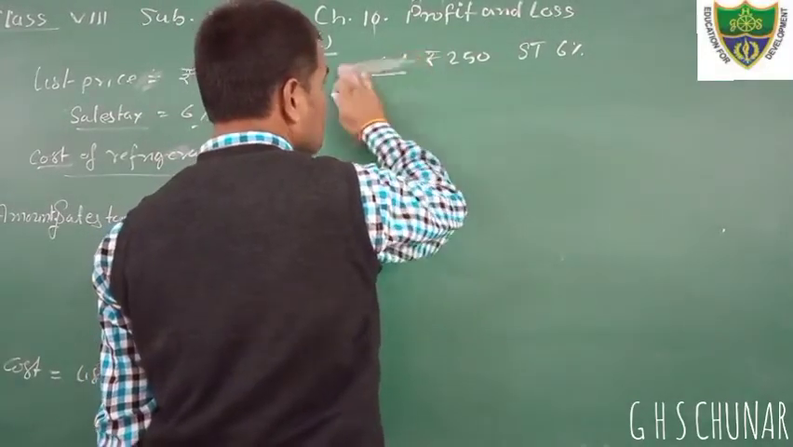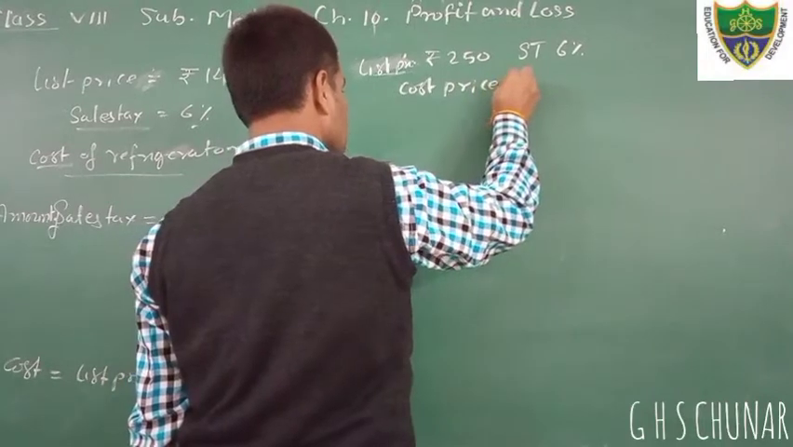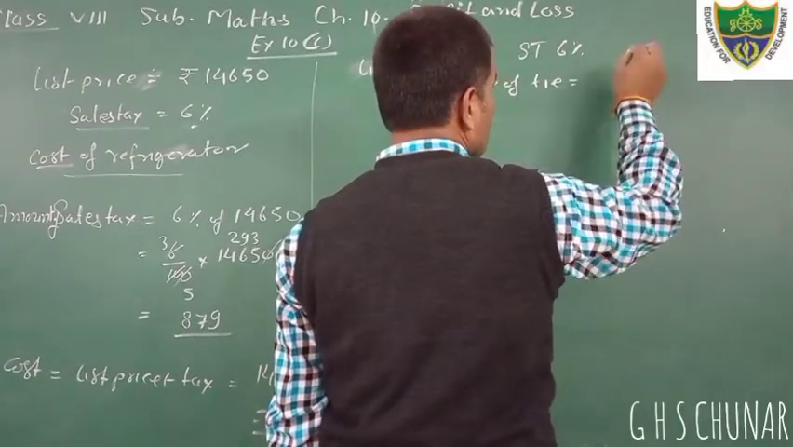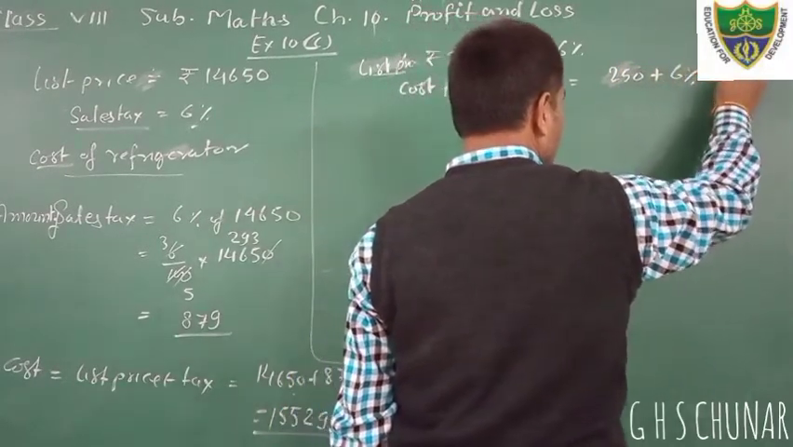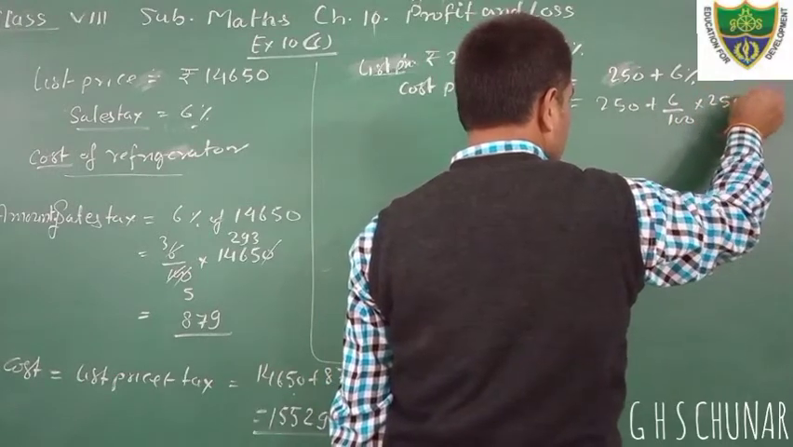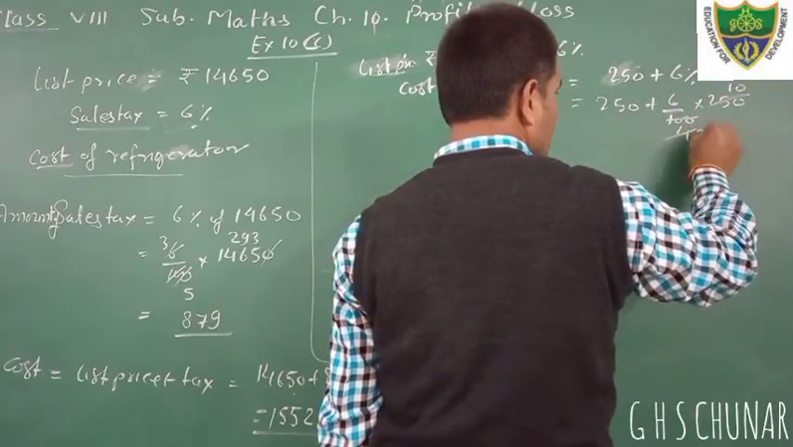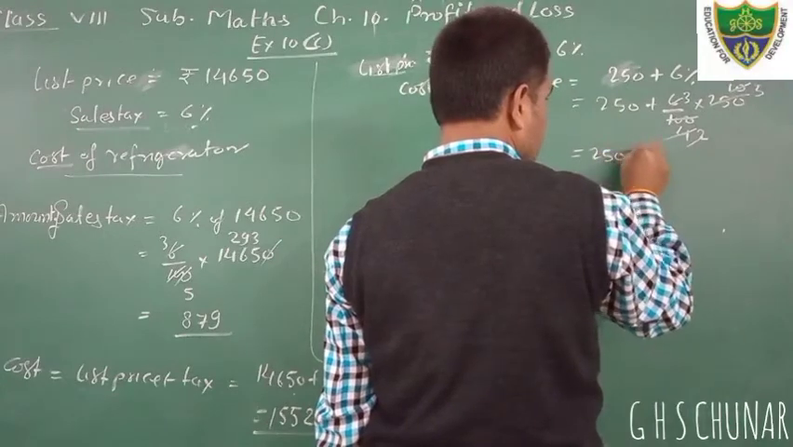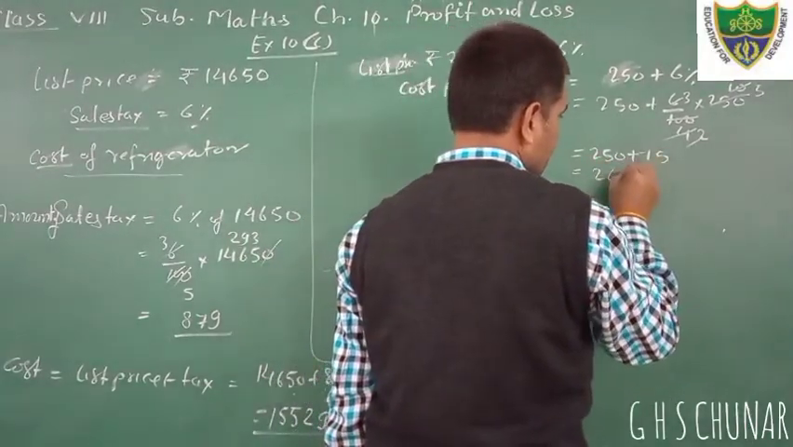Now the cost price of the tie is 250 plus 6% of 250, that is 250 plus 6 upon 100 into 250. 2 2 are 4, 2 5 are 10, 2 3 are 6, that is 250 plus 15, which is 265.